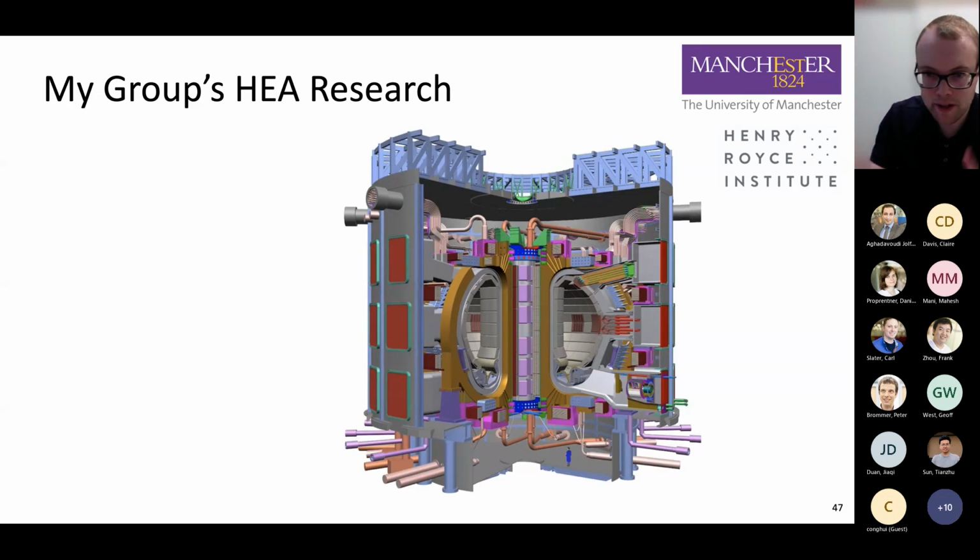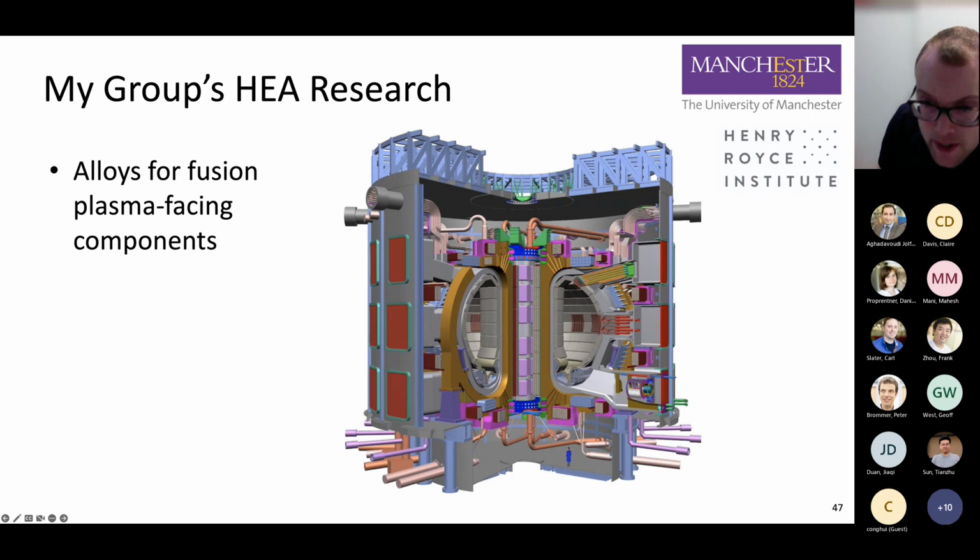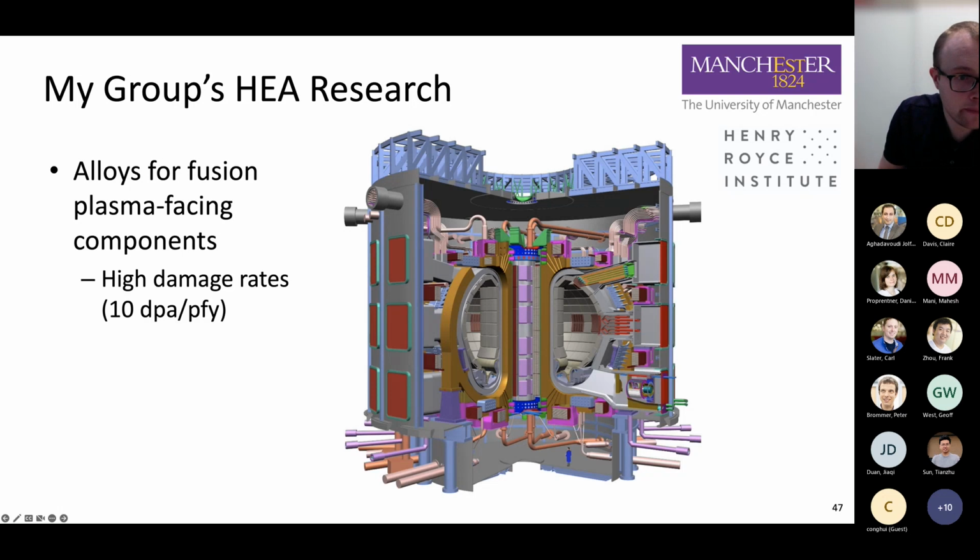In the last 5 or 10 minutes, I'm just going to talk to you about my group's own research. When we've been looking at high-entropy alloys for fusion applications, we've mainly been concerned with plasma-facing components. In particular, the first wall, the blanket, and the divertor that you see at the centre of the tokamak here, the torus.